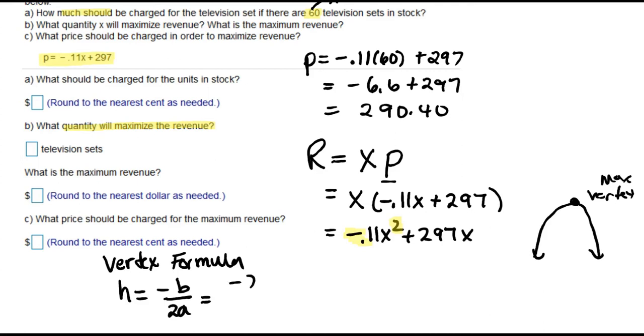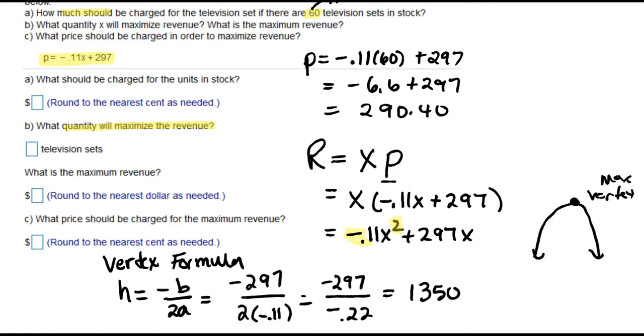Our b is 297, so negative 297 over 2 times negative 0.11. So 2 times negative 0.11 will be negative 2.2. Hold on, is that right? 2 times 0.11, sorry about that. That's going to be negative 0.22. Negative 297 over negative 0.22 gives me 1,350.